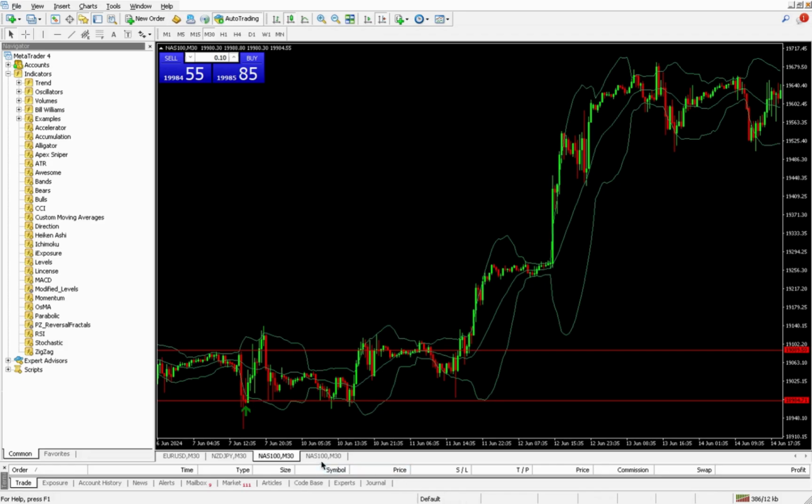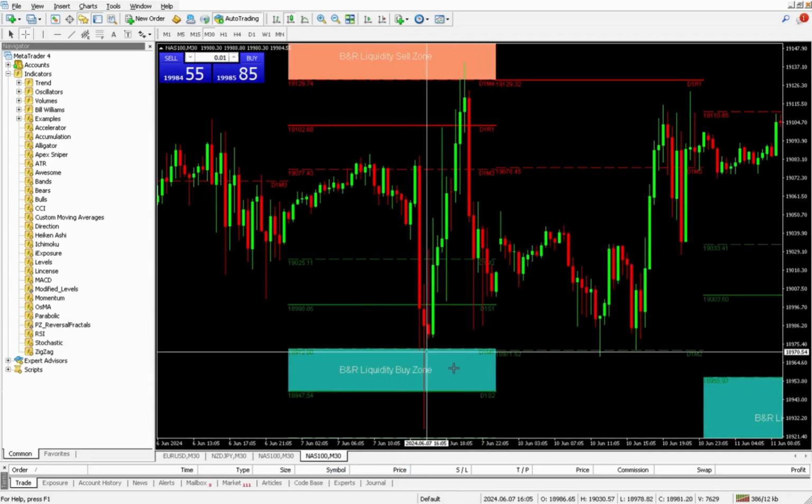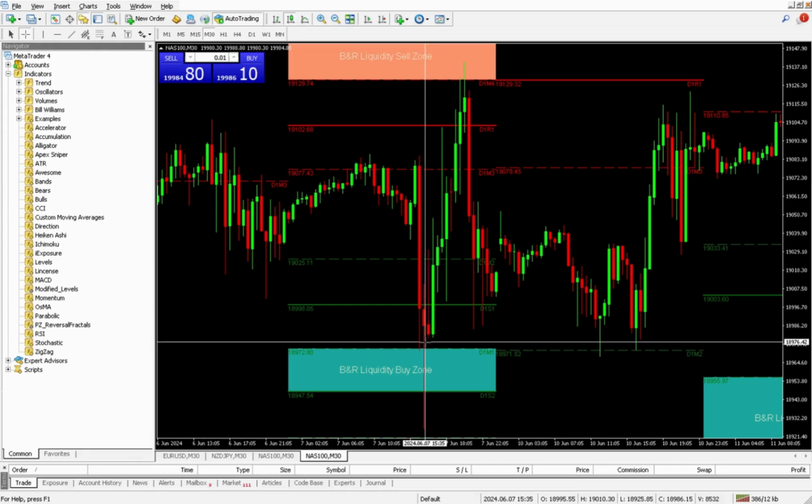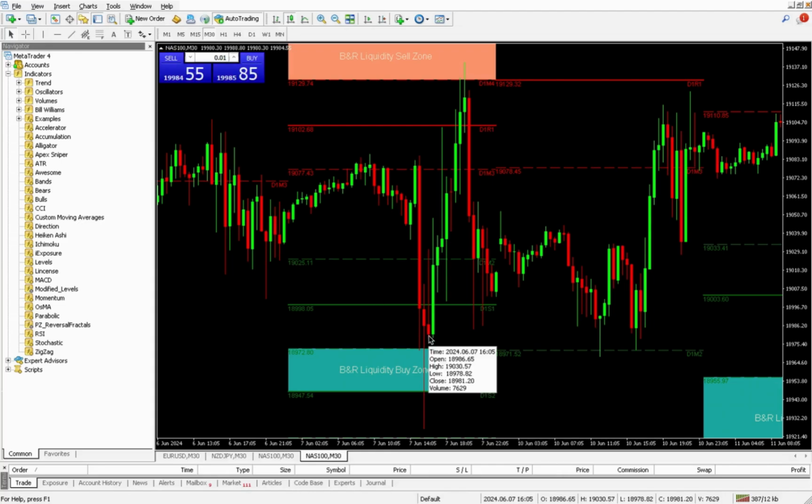So let me go back in here at 16:05. 16:05 would start from here, and as you can see, it went up to this point. So let me remove that. It's this candle that opened at 16:05, and as you can see, it went all the way up and got resisted here, then went back, which is why I recommend you use these lines as your take profit levels.